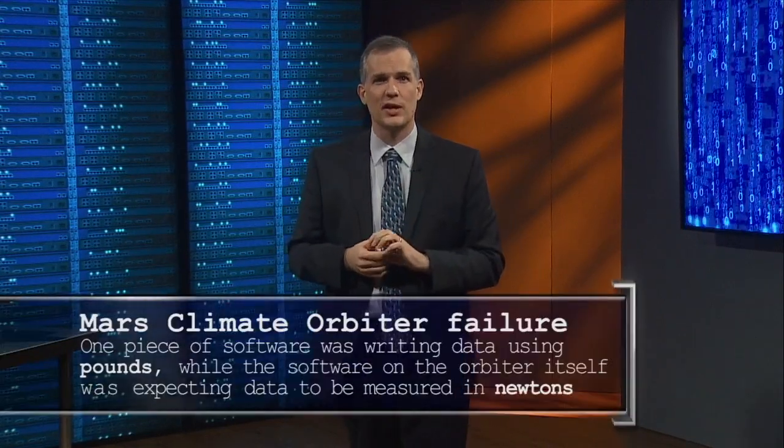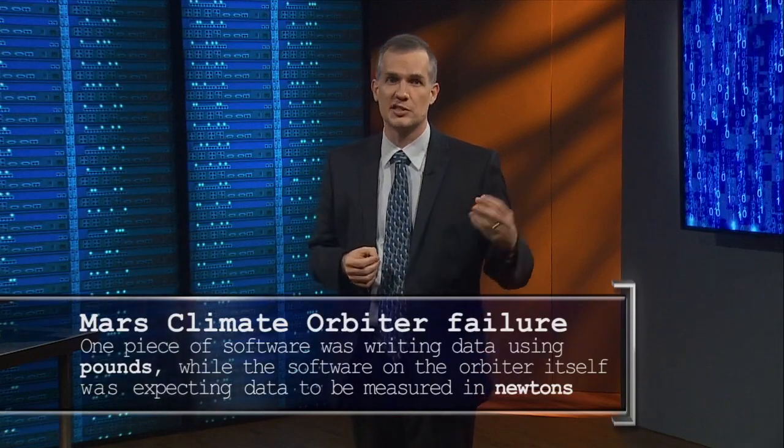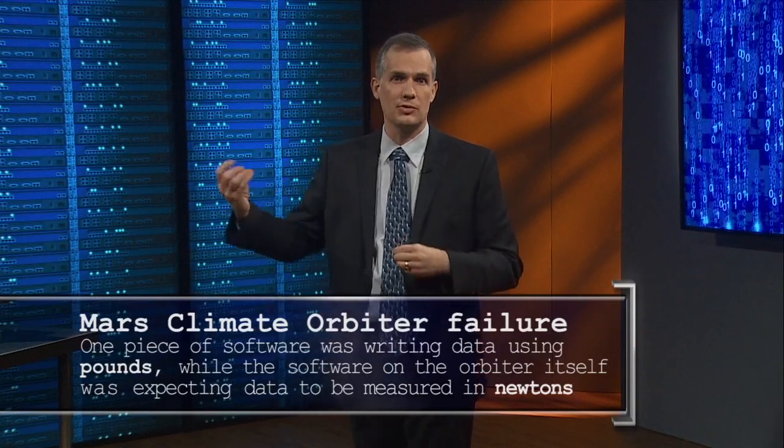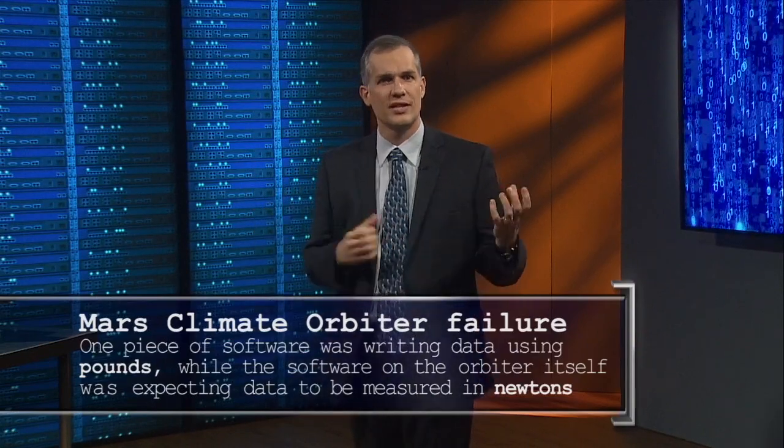Well, with such a devastating loss at a cost of $500 million, NASA was very interested in determining what caused the problem. Their investigation managed to determine exactly what the problem was, which is pretty amazing when you think about it. It turned out that there was one piece of software that was writing data using English units, pounds, while the software on the orbiter itself was expecting data to be measured in metric units, newtons. This error had been occurring throughout the trip, but in the way they'd set up the equations, the differences between pounds and newtons were small enough that the differences went completely unnoticed, until that critical point when the orbiter was ready to go into orbit and the whole mission went kaput.